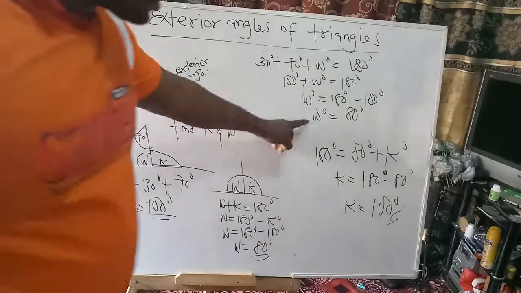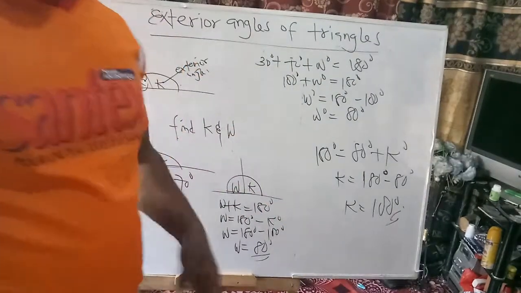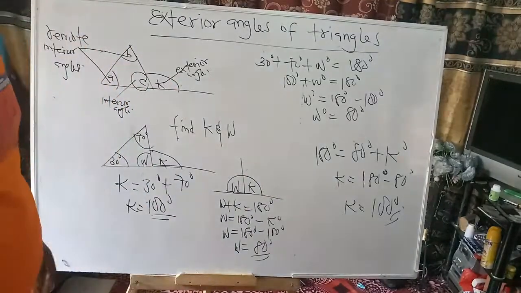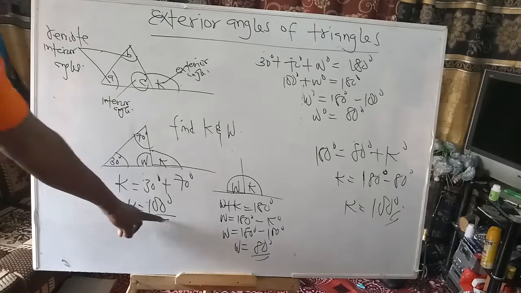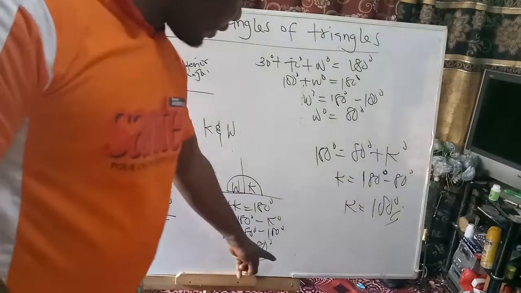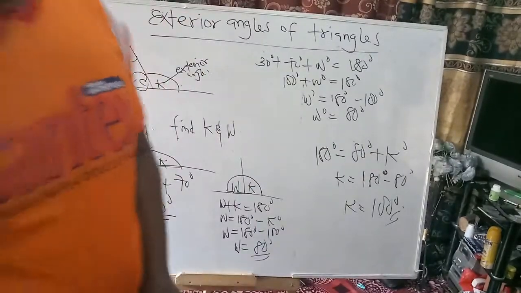We can see that in these two different solutions, we have gotten the values of each variable to be the same, which means that this is a verified solution. So we can see that our K here is 100 degrees, and our W here is 80 degrees. Thank you, viewers.